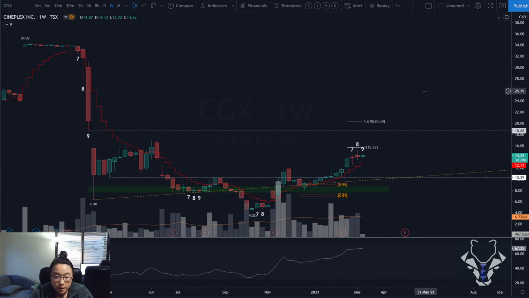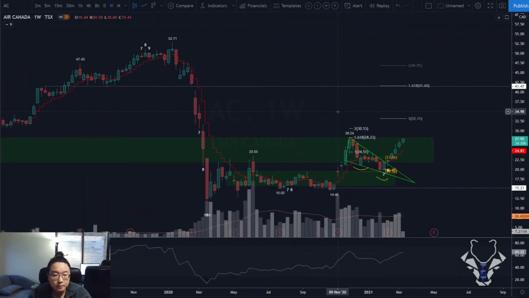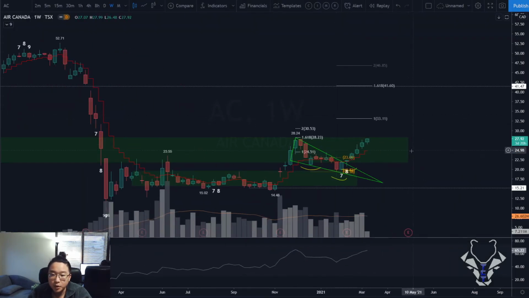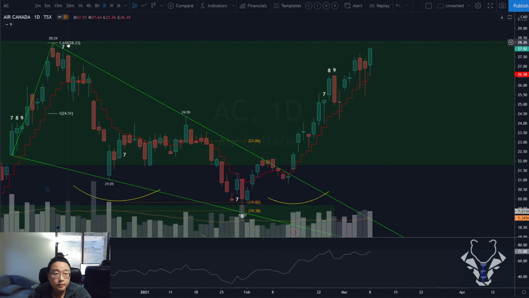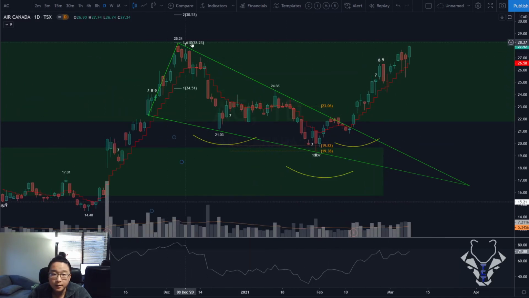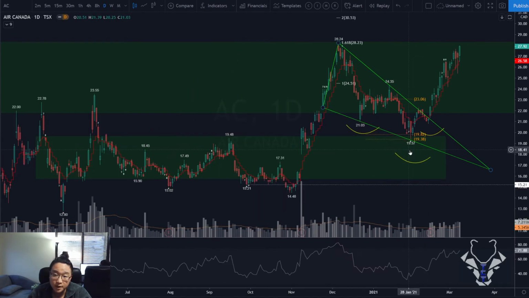Alright, next is Air Canada. Coming up to the upper end of the key zone where we rejected last time, right underneath it, 28.24. We're 32 cents away from previous high. Inverse head and shoulders playing out very nicely. Nothing too notable on the volume. No notable divergences either.